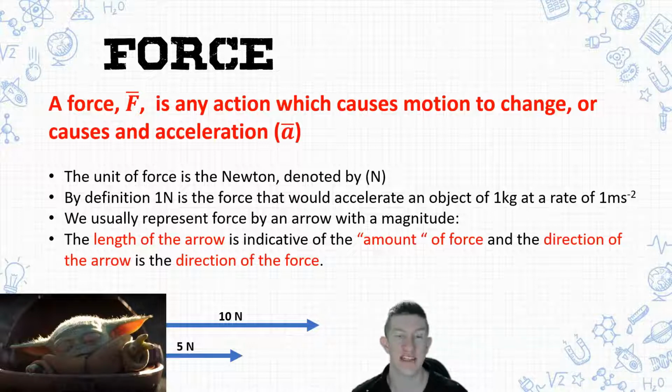The unit of force is the Newton, denoted by capital N. So if we measure a force and it's 10 newtons, we would just write 10 capital N. Often when we draw force, we represent it by an arrow, where the arrow's length is representative of the size of the force. A really long arrow indicates a lot more force than a shorter arrow, and the direction that the arrow is pointing is the direction that the force is being applied as well. In our picture here we can see Baby Yoda would have a small 5 Newton force pushing to the right and a bigger 10 Newton force pushing to the right, and they should be proportional, so the 10 Newton arrow should be double the length of the 5.